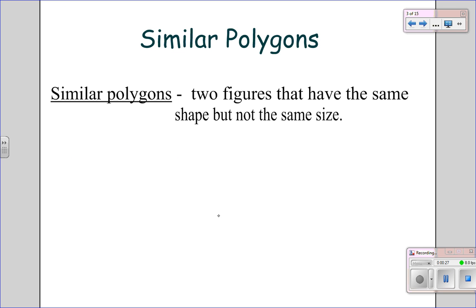So the definition of similar polygons is two figures that have the same shape, but not the same size. So same shape, but not same size. You can think of some equilateral triangles. If you have this equilateral triangle, it would be similar to this equilateral triangle because the shape is the same, but not the size. Circles: this little circle would be similar to that bigger circle because the shape is once again the same, but not the size. So same shape, but not same size for similar polygons.